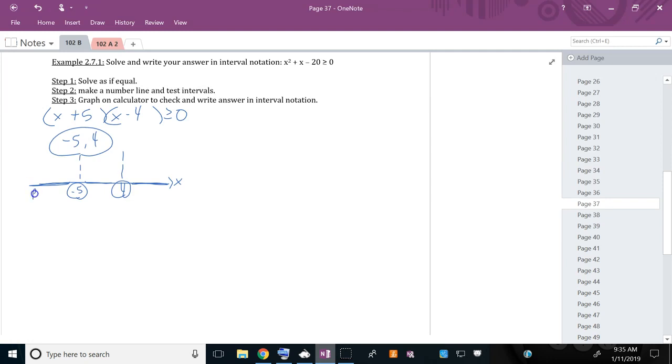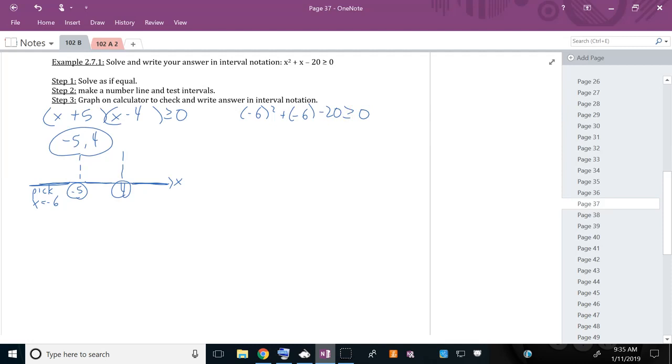Now we can pick any number in that interval that we'd like. Ideally, we'd like to pick an easy number. So this first interval, I'm going to pick negative 6. I could pick negative 7, negative 8. I could pick negative 2,496,000, but that's way more effort than I want to do. So let's take that negative 6, plug it into my inequality, and let's see what we get.